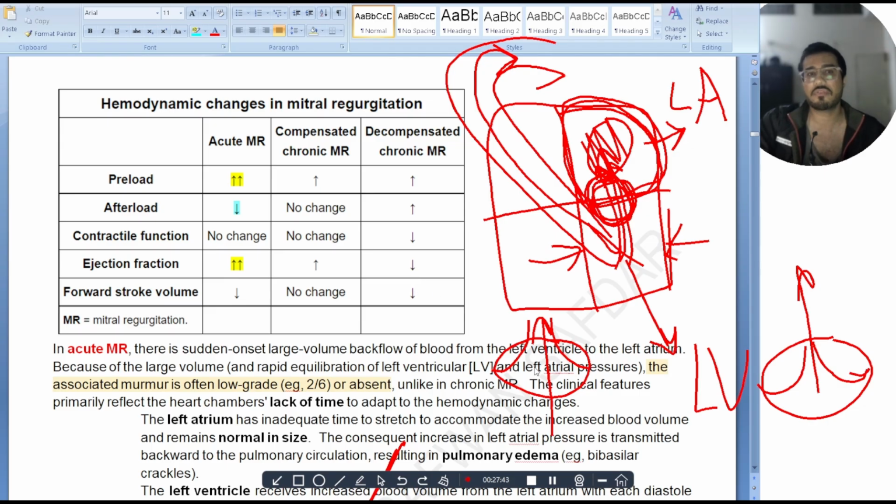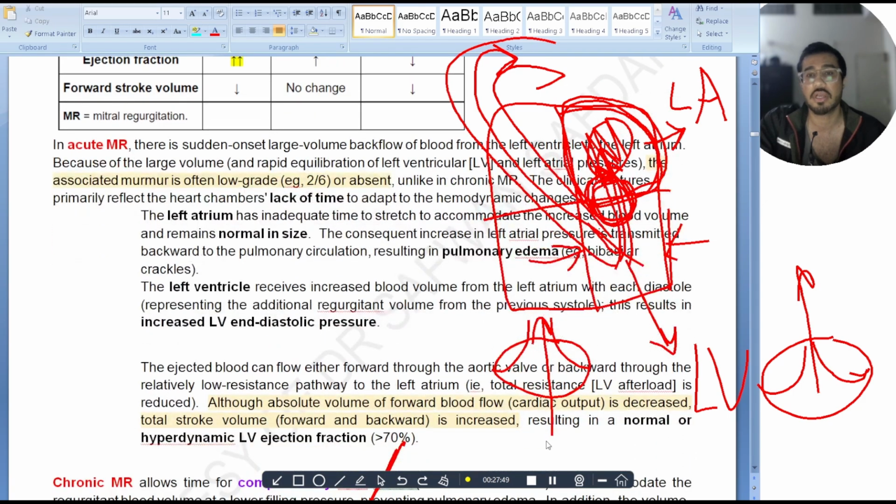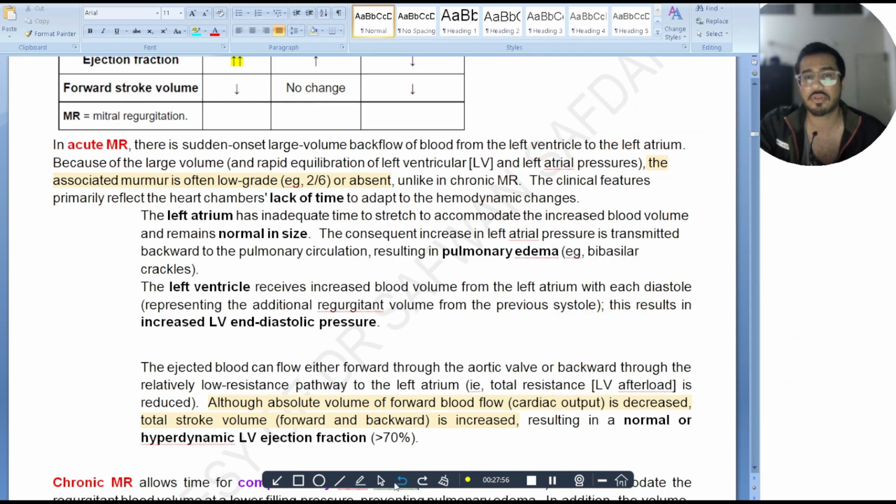So the ability to differentiate between acute, compensated and decompensated chronic mitral regurg is really important. So let's give it a read as well. In acute MR, there's a sudden onset large volume backflow. Let me just erase everything. In acute, there is sudden onset large volume backflow of blood from the left ventricle to the left atrium, because of the large volume and rapid equilibration of left ventricle and left atrial pressure, both the left ventricle and left atrium develop the same pressure.